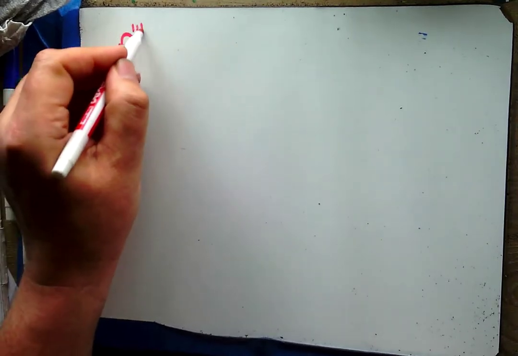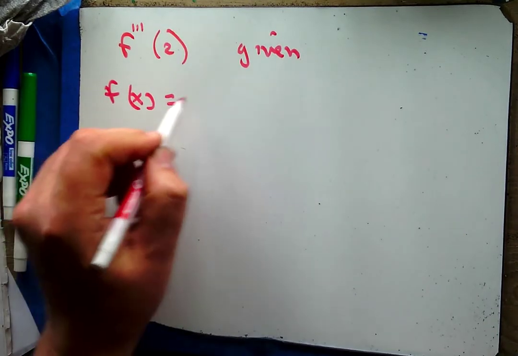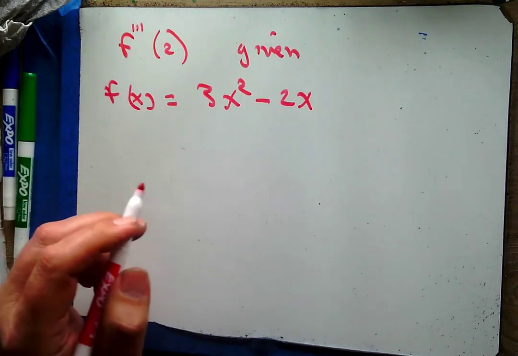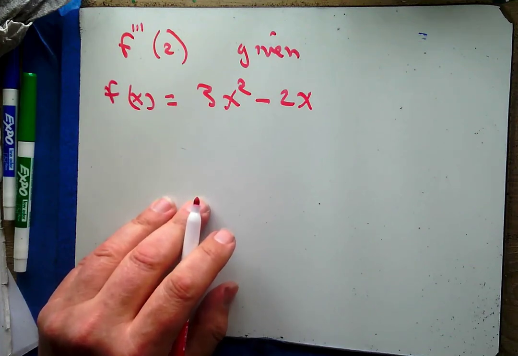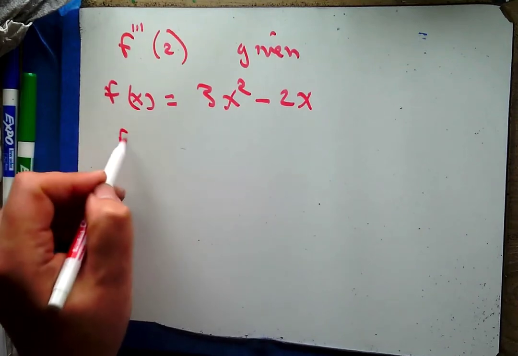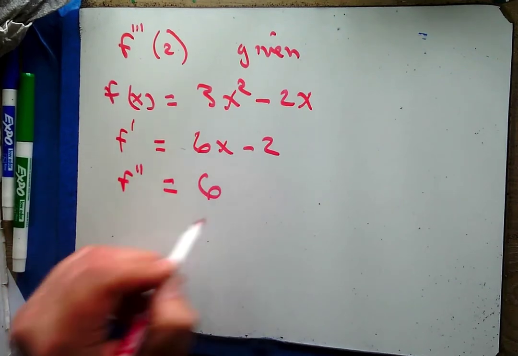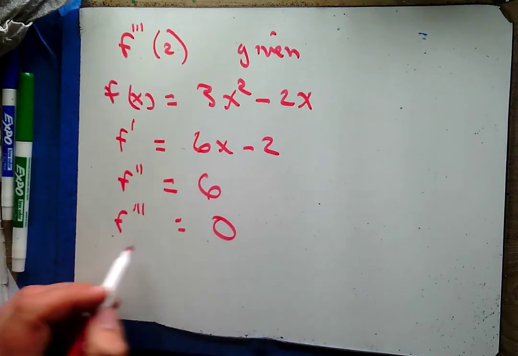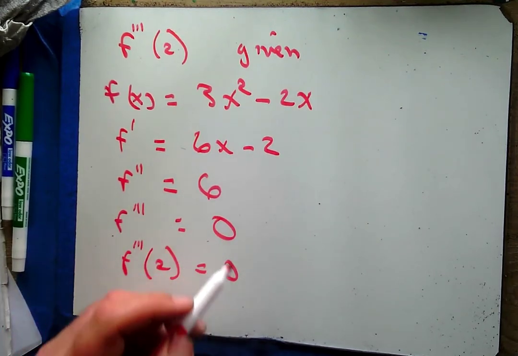Okay. Will you find f triple prime of 2 given f of x equals 3x squared minus 2x? Okay, so the first thing I need to do is find f prime, which is 6x minus 2, and f double prime, which is 6, and f triple prime, the derivative of a constant, oh. So f triple prime of 2 is going to be 0, because f triple prime of anything is 0.